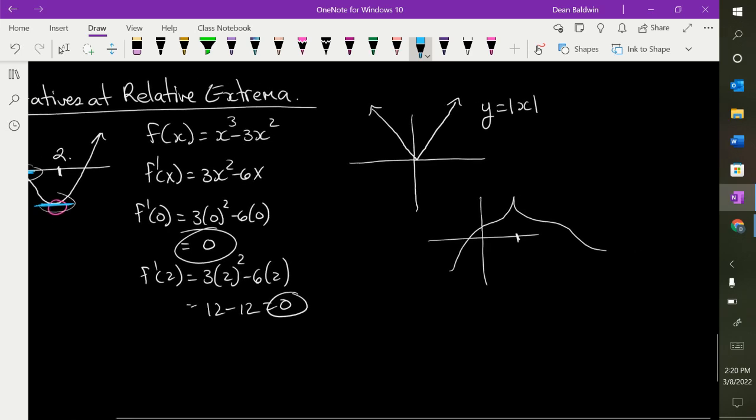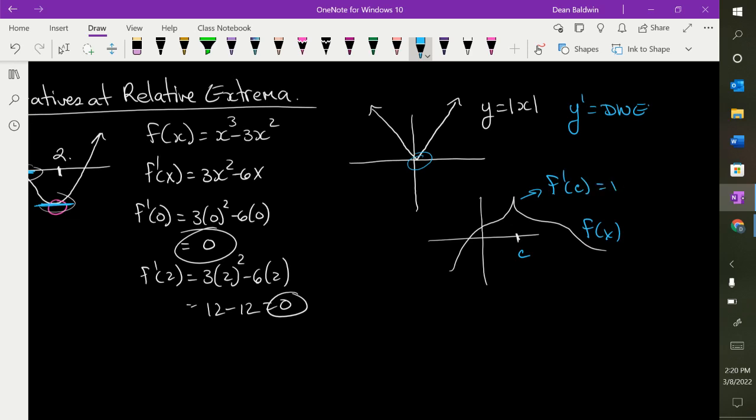What we didn't talk about is, what if you have a sharp turn? For sharp turns, the derivative does not exist. It's undefined because it's a sharp turn. Same with this cusp. If this is f of x, call that c. F prime of c does not exist. And I should say y prime does not exist at x equals 0, this point right there. The derivative exists everywhere except at that point. But they're still defined in the original function, and they're still maxes and mins.